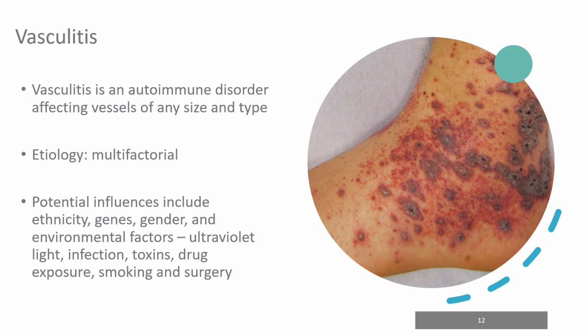Vasculitis is an autoimmune disorder affecting vessels of any size and any type. Usually the etiology is multifactorial. Potential influences can include ethnicity, genetics, gender, and environmental factors such as ultraviolet light, infection, toxins, drug exposure, smoking, and surgery.